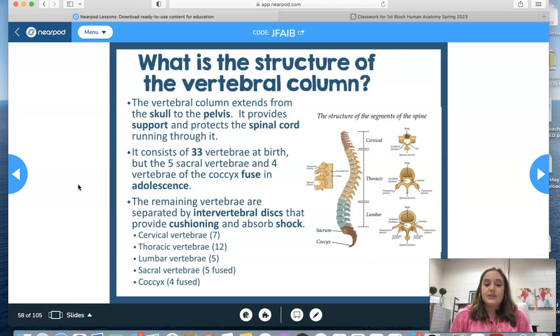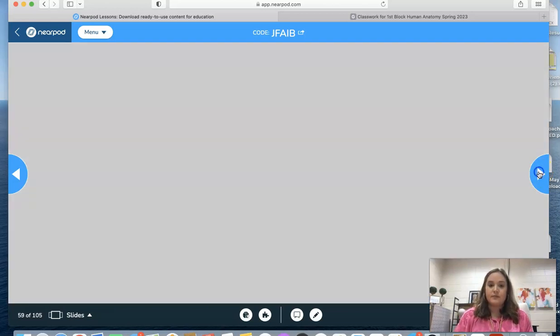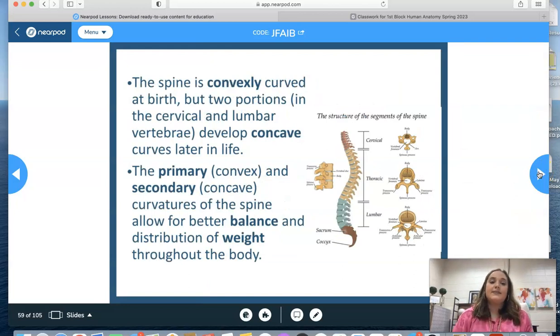So you have 7 cervical vertebrae, 12 thoracic vertebrae, 5 lumbar, 5 fused sacral, and 4 fused coccyx. The spine is convexly curved at birth, but 2 portions develop concave curves later in life. The primary and secondary curvatures of the spine allow for better balance and weight distribution throughout the body. So your spine is supposed to curve both outwards and inwards. This allows for balance and distribution of weight.